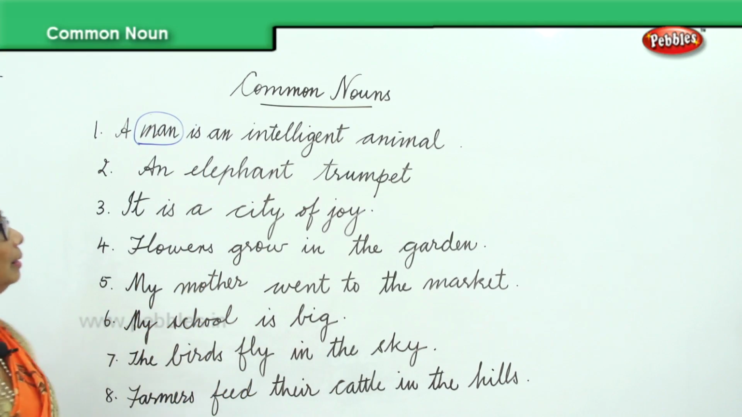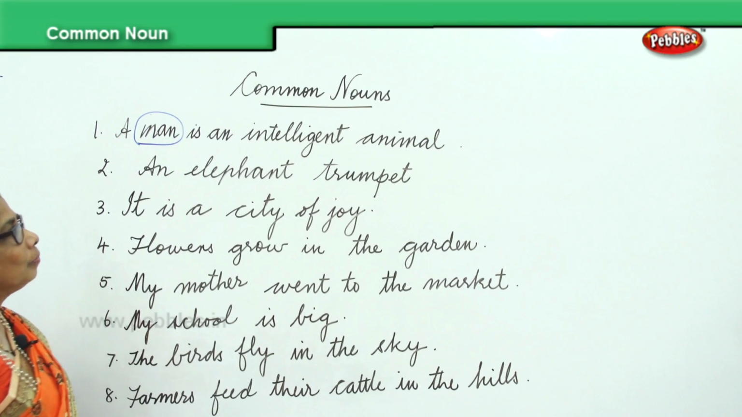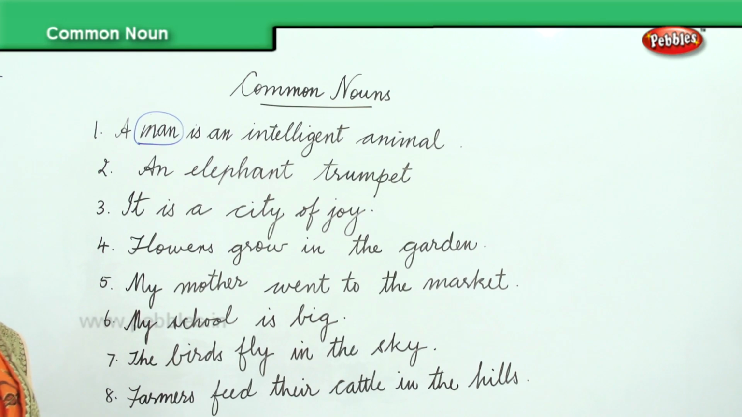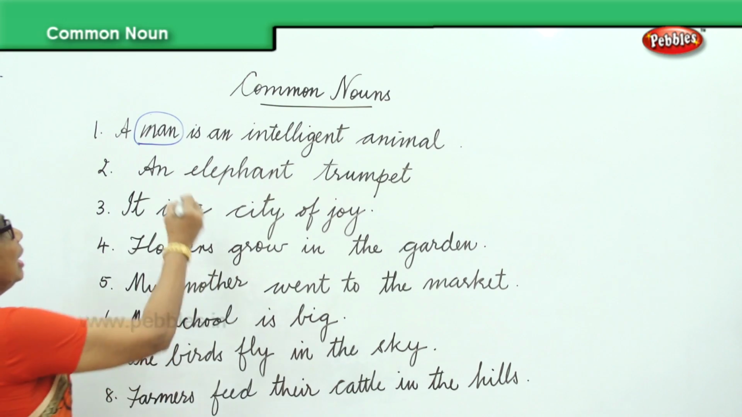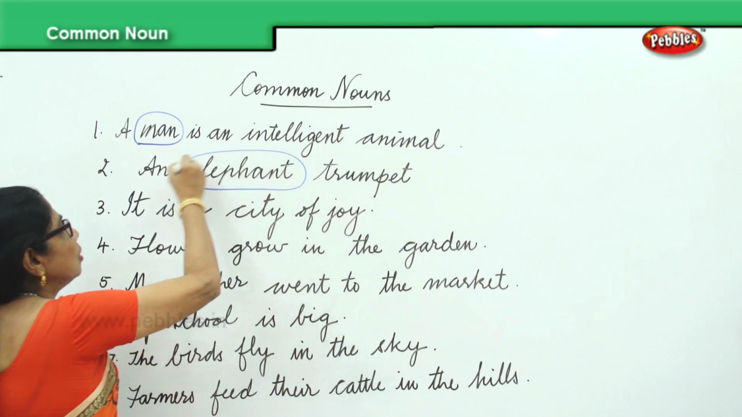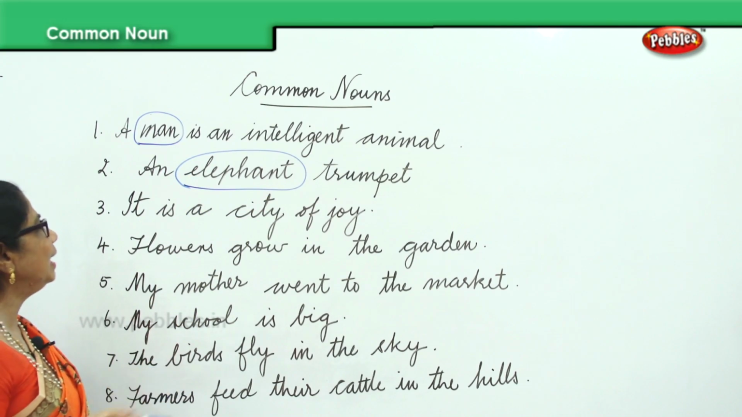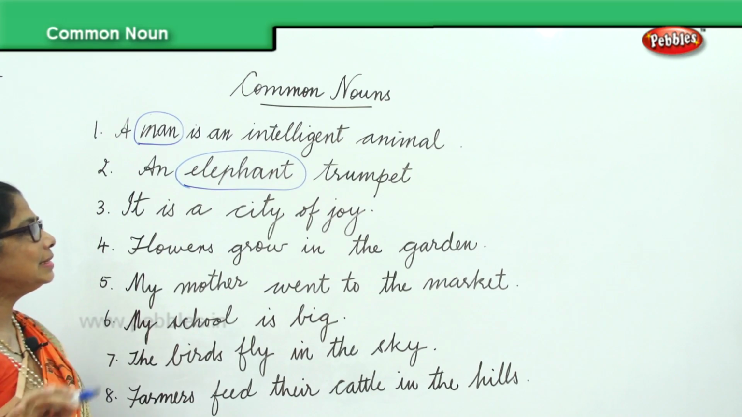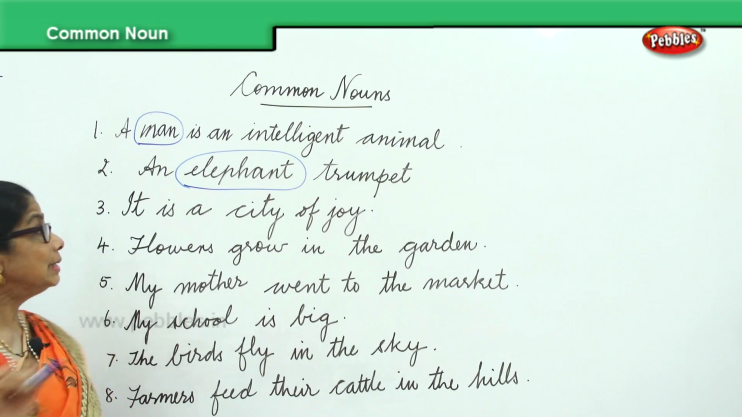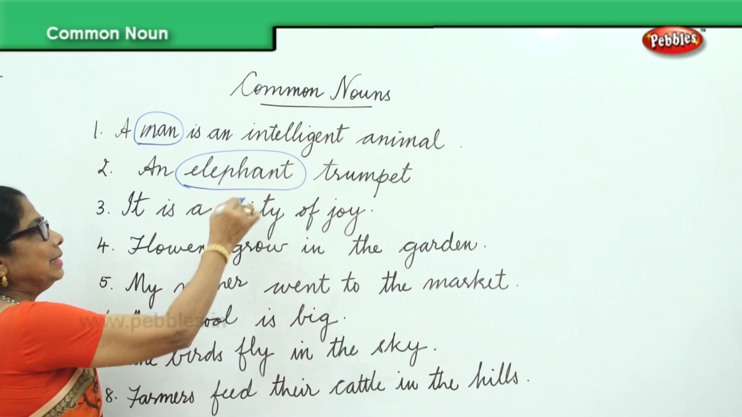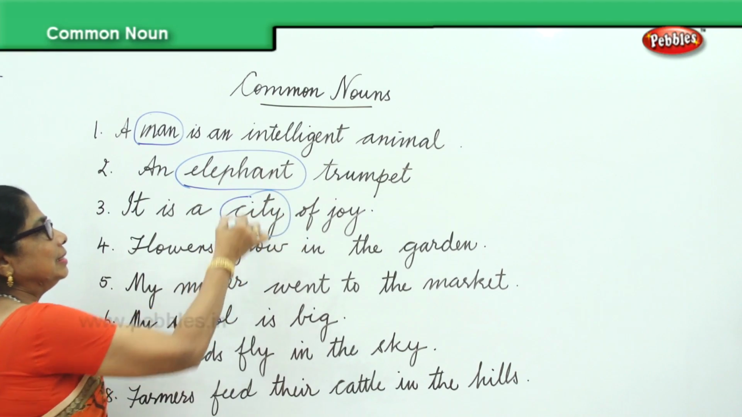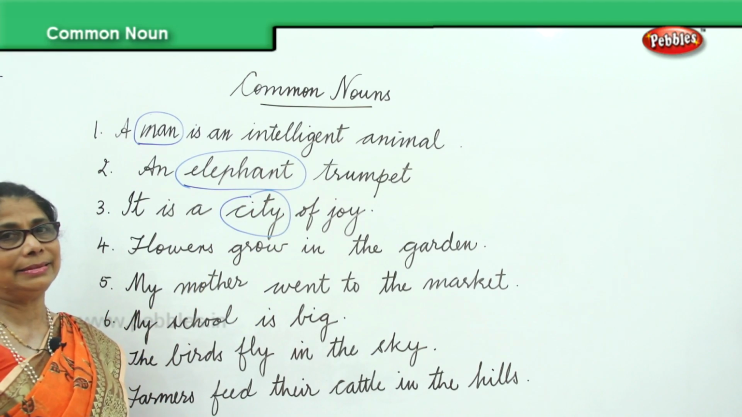Any person. Now, animal, we have said animal, it can be any animal. Now, an elephant trumpets. What does an elephant do? It trumpets. It is not a specific elephant, a common name for any elephant. It is a city of joy. City, any city. Chennai, they didn't say Chennai city, any city.